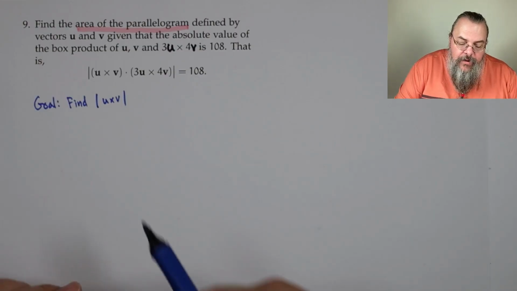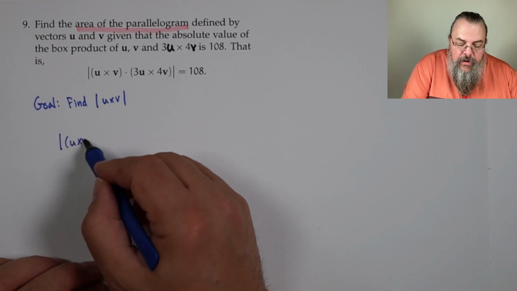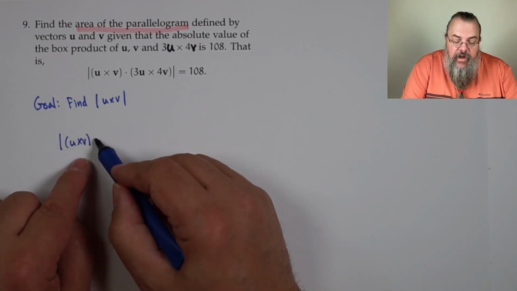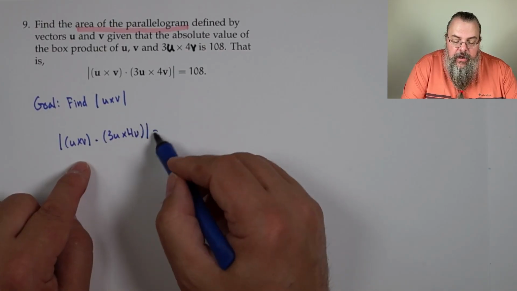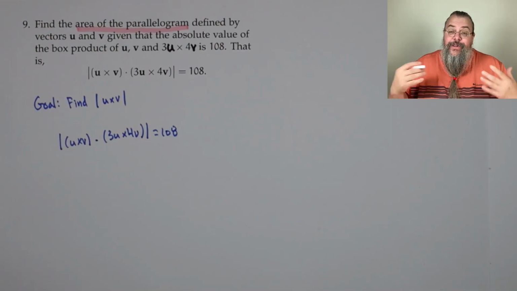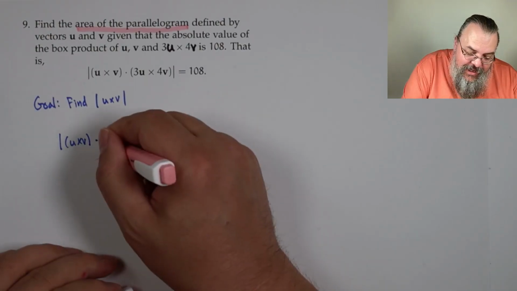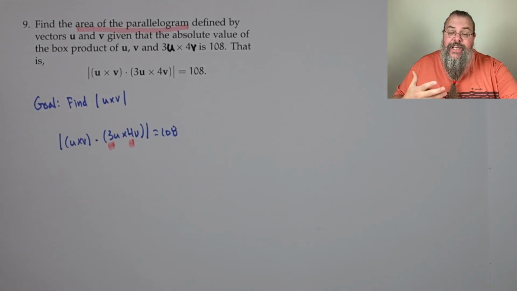Now we say, well, what do we have? Well, we have that magnitude of u cross v, and we're like, that's nice, dot 3u cross 4v is 108. But we're going to take advantage of a few properties. So we note that this 3u cross 4v is a lot like u cross v. There's just this extra 3-ness and this extra 4-ness. And here's the great thing. Those are scaling factors. So if you scale a piece, then you scale the answer.